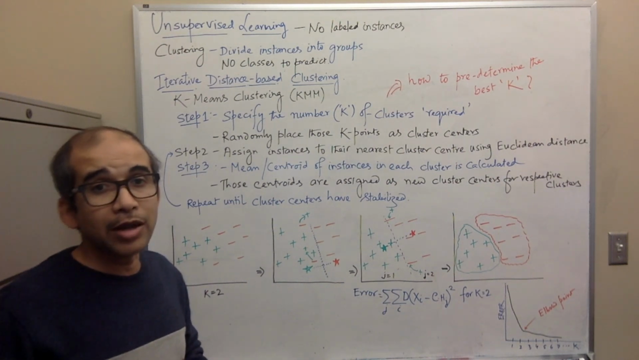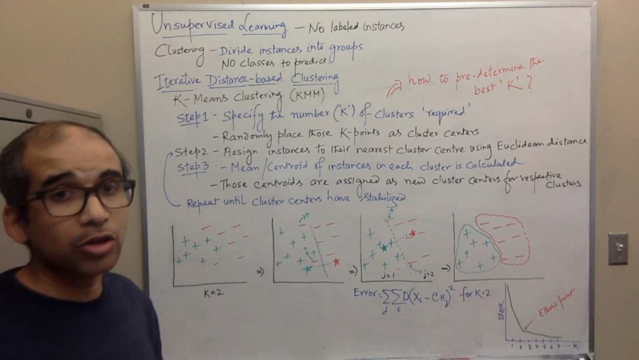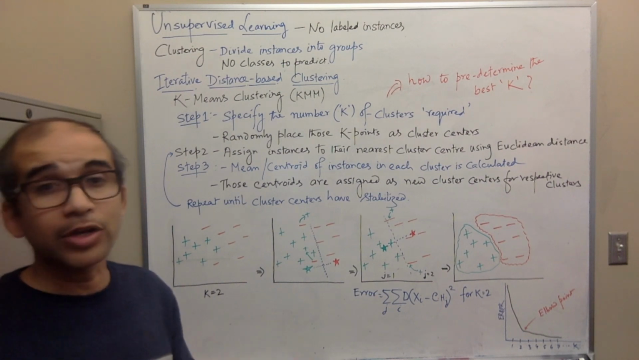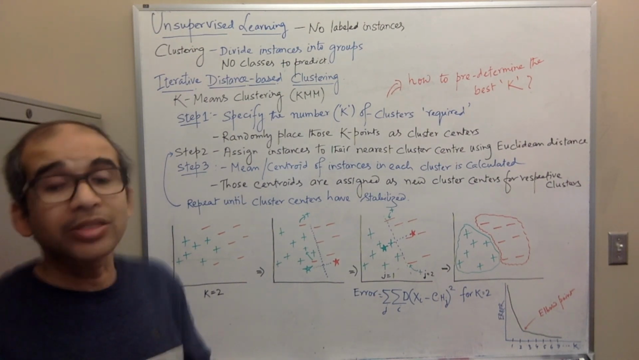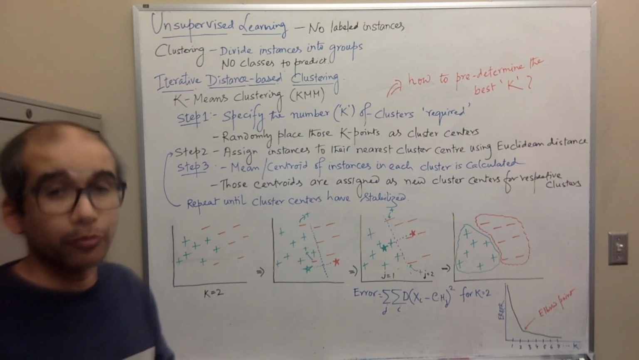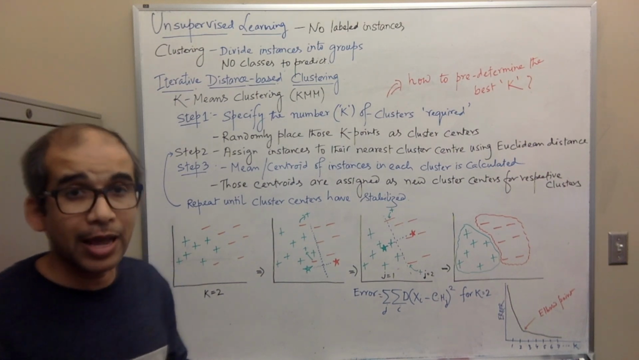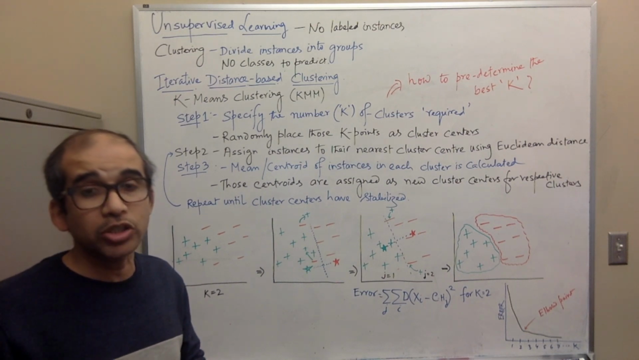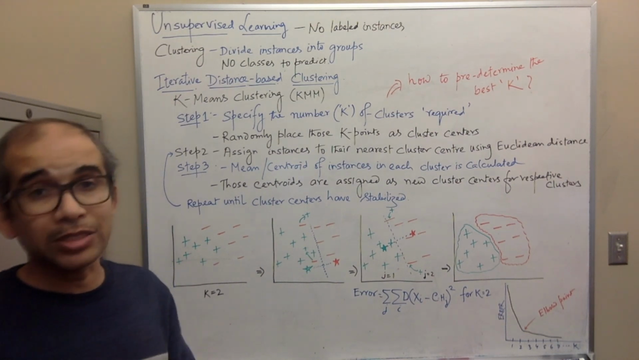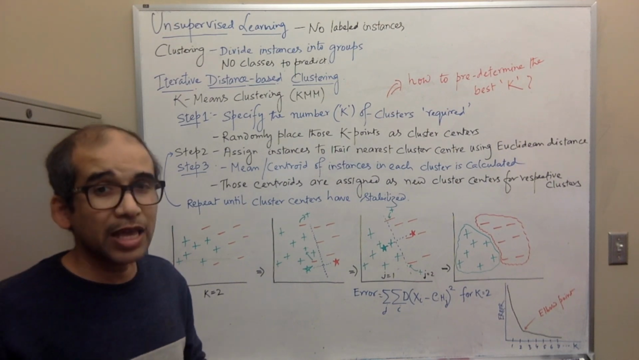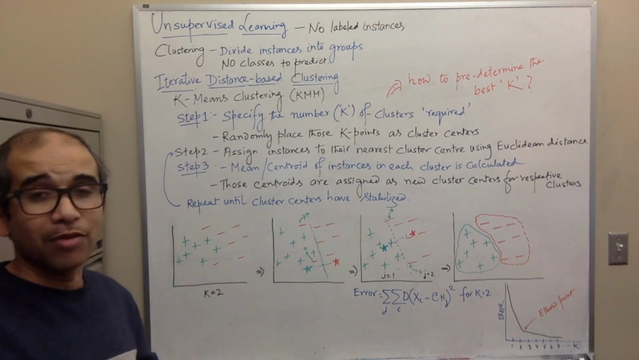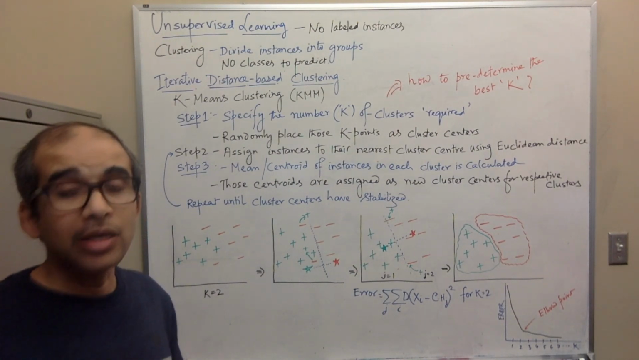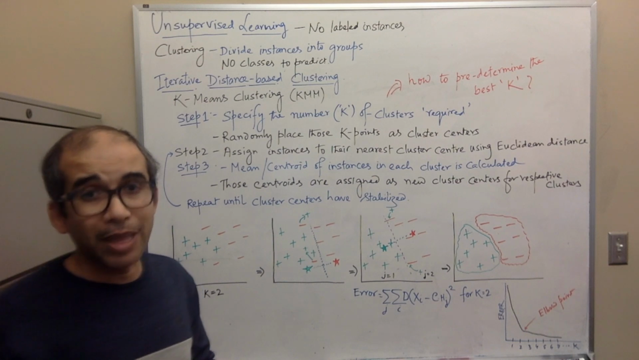So unsupervised learning, the major technique is called clustering, where, as I said, we divide the instances into different groups. Okay, we have no classes to predict like we did for supervised learning before, using different machine learning algorithms. So now there is an iterative distance-based clustering technique, which is a very famous one. It's called k-means clustering. Okay, also sometimes called KMM, similar to KNN, which we have seen in the supervised learning. So k-means clustering, or k-means method we call it.